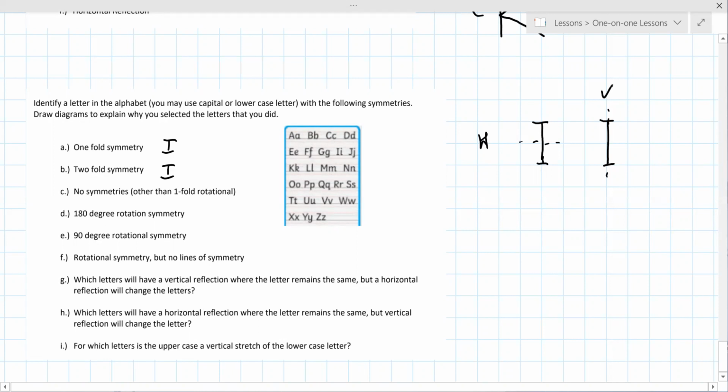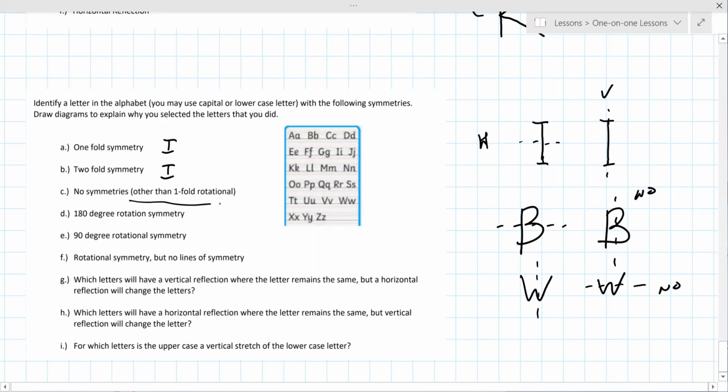Does that make sense? Yeah, it makes sense. So B is an example: if you cut it this way, it works. But if you go the other way, it doesn't look the same on both sides. I was gonna say W works too. W works as well that way, but not the other way. Wait, maybe W does work. Oh, this is one fold rotational. I don't know what that is. One fold rotational. So if you were to rotate it, then it'd be the same.